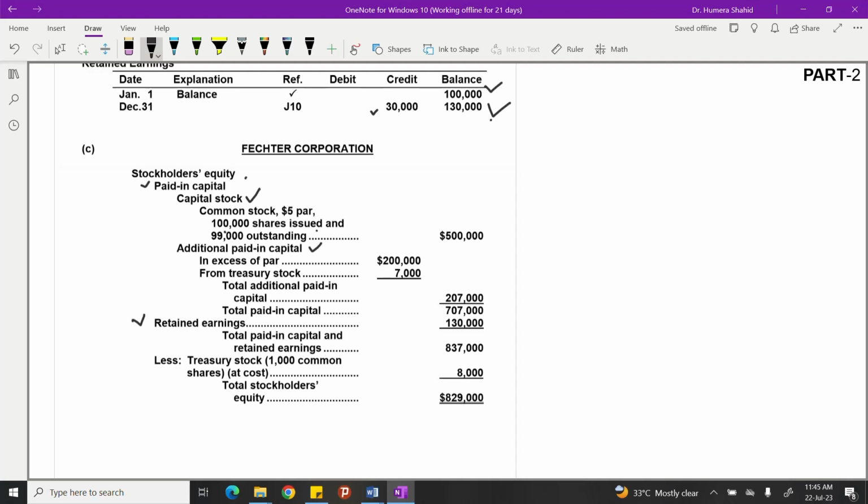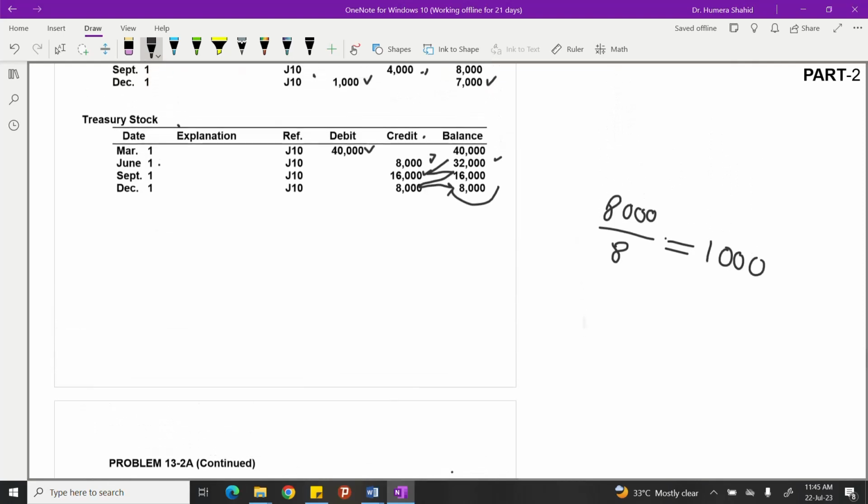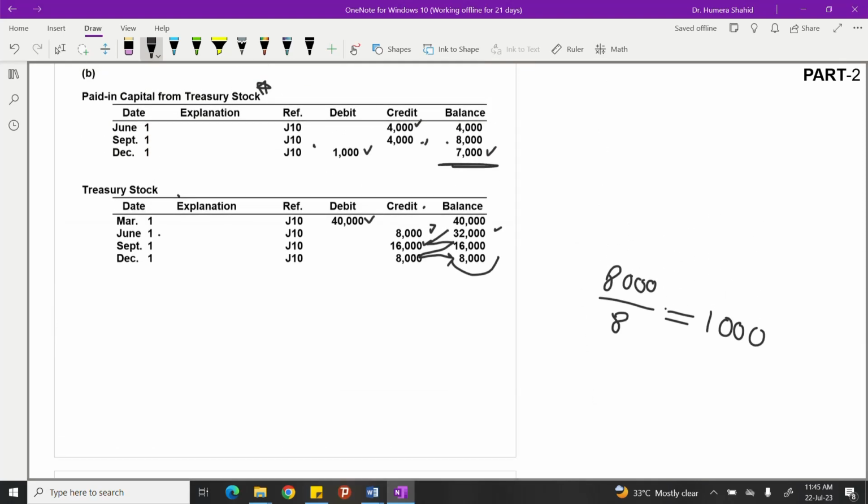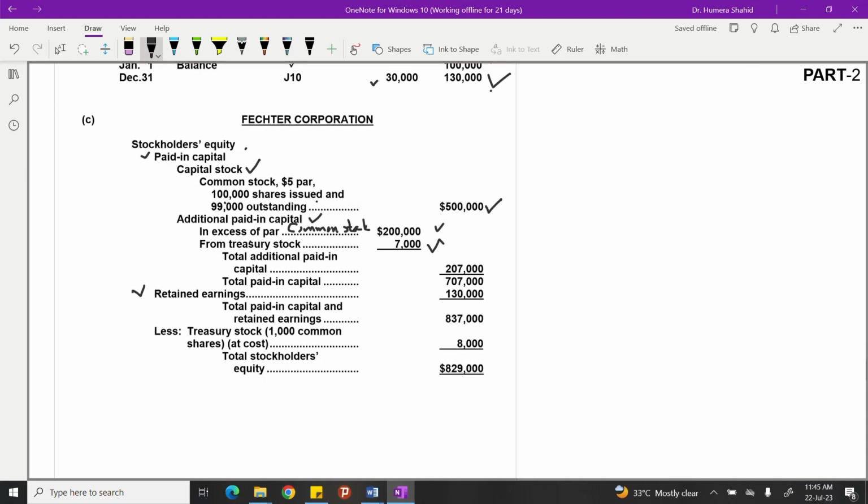So 99,000 shares outstanding. The balance is 500,000. Additional paid-in capital in excess of par common stock is 200,000 right here, and from treasury stock it's 7,000. You prepared this account with me. Where is it? Here, right? So when you add them, that is 207,000, and now total paid in capital is 707,000.